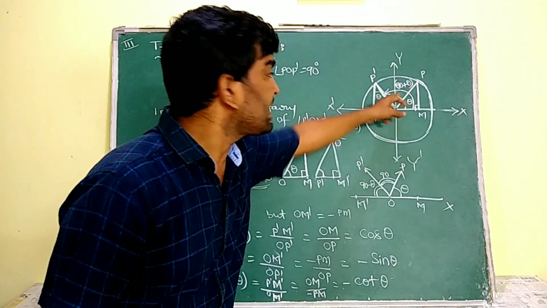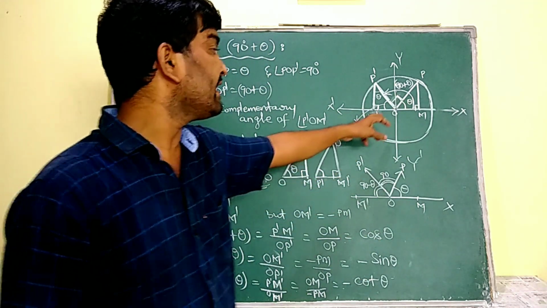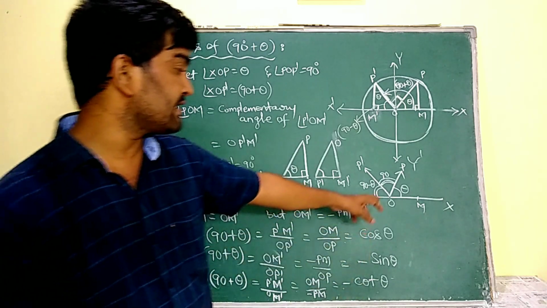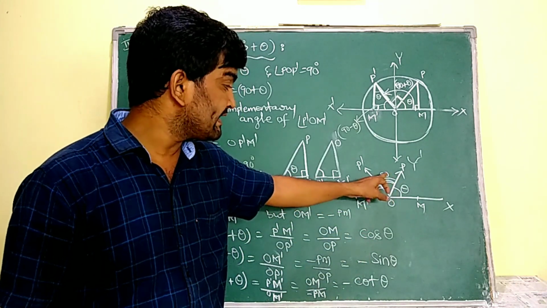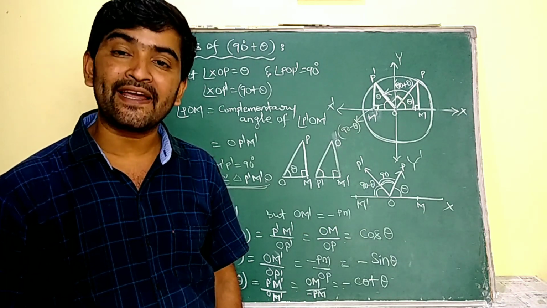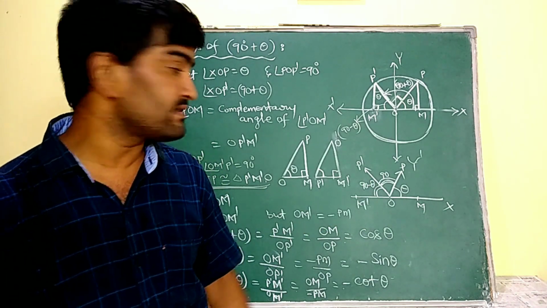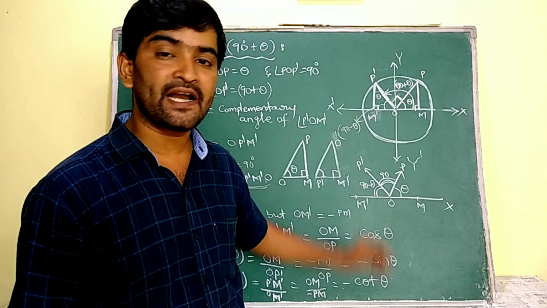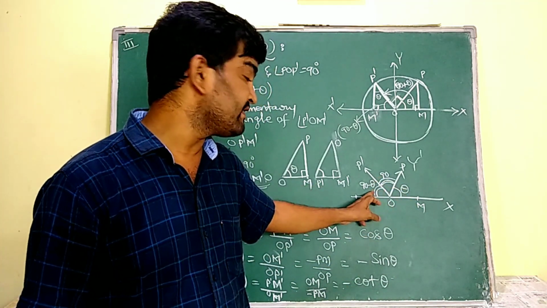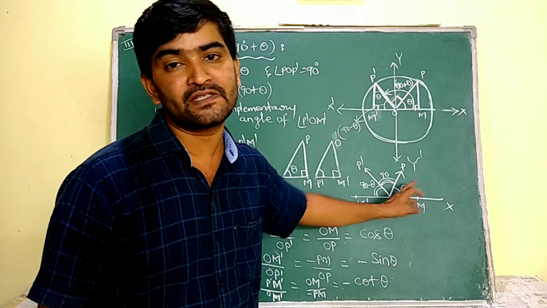If it is 90 degrees, then definitely what about this? This becomes 90 minus theta. Why? Because see, if it is theta and it is 90, then it is 90 minus theta. Why? Because the total angle on any straight line is 180 degrees. So this becomes 90 minus theta. That means this angle is the complementary angle of this, and this is the complementary angle of this angle.